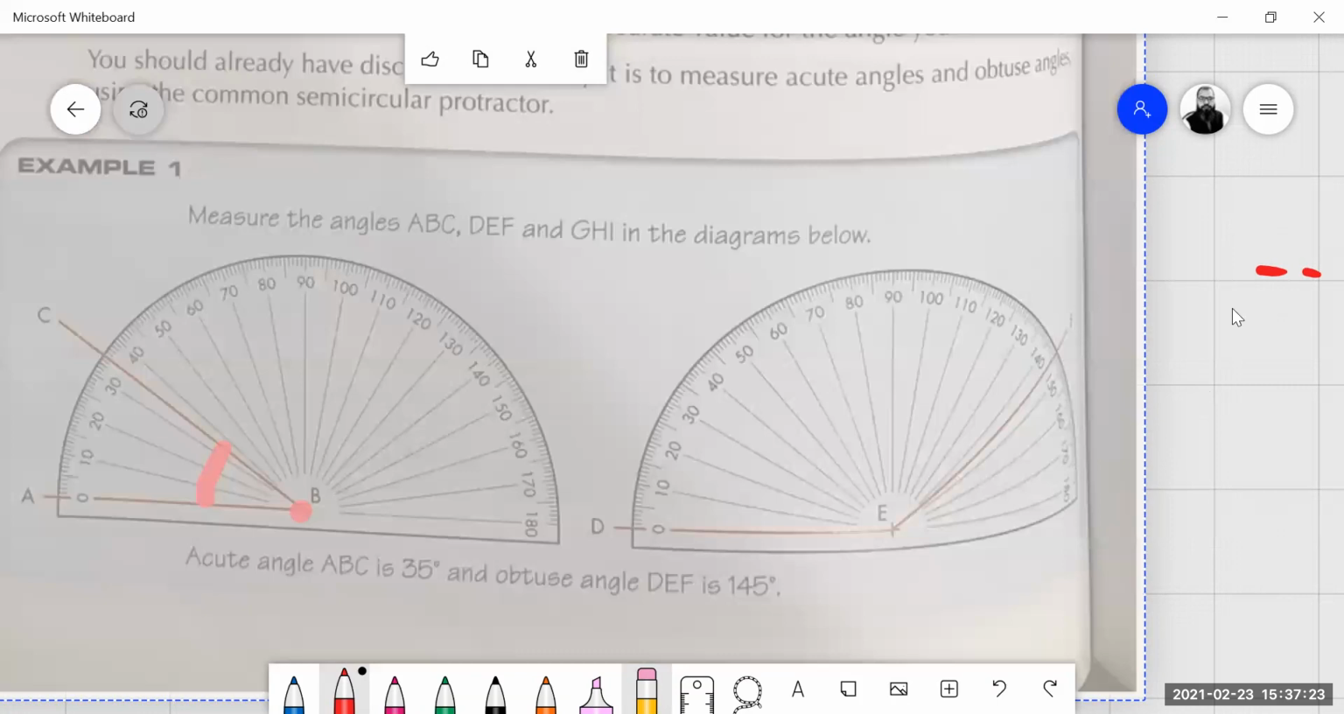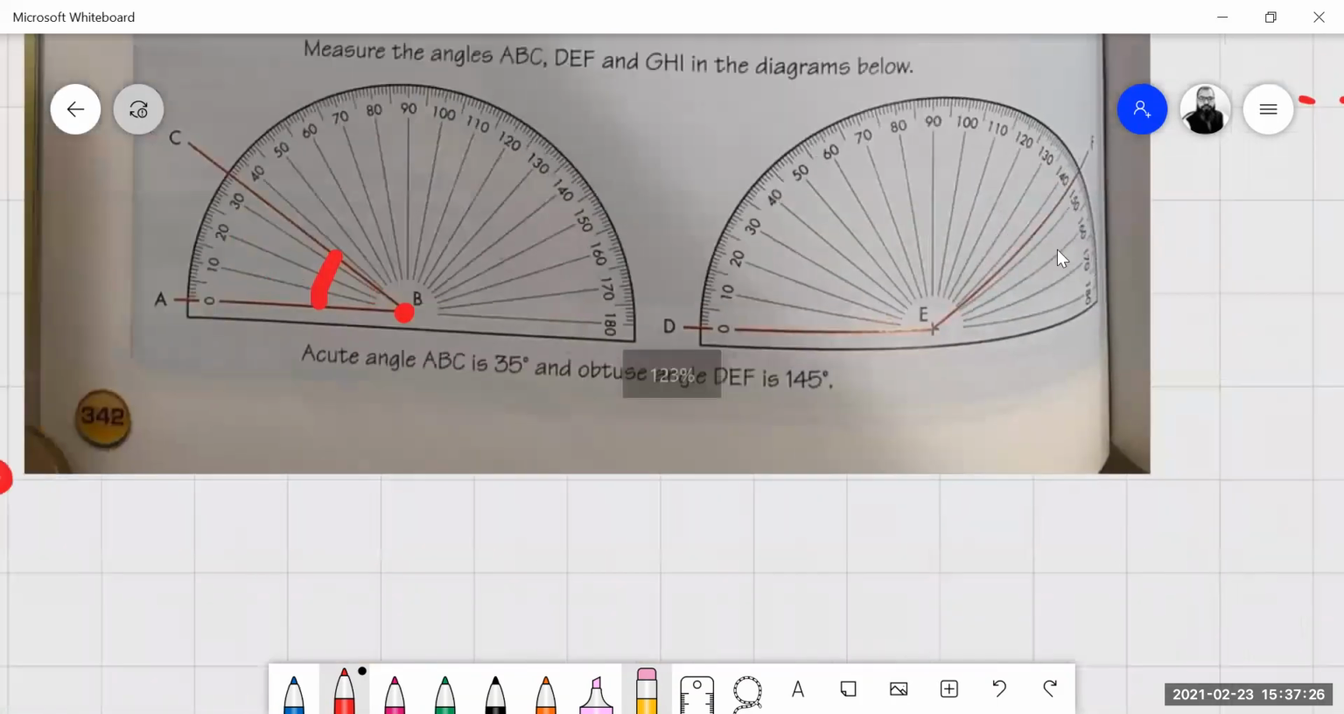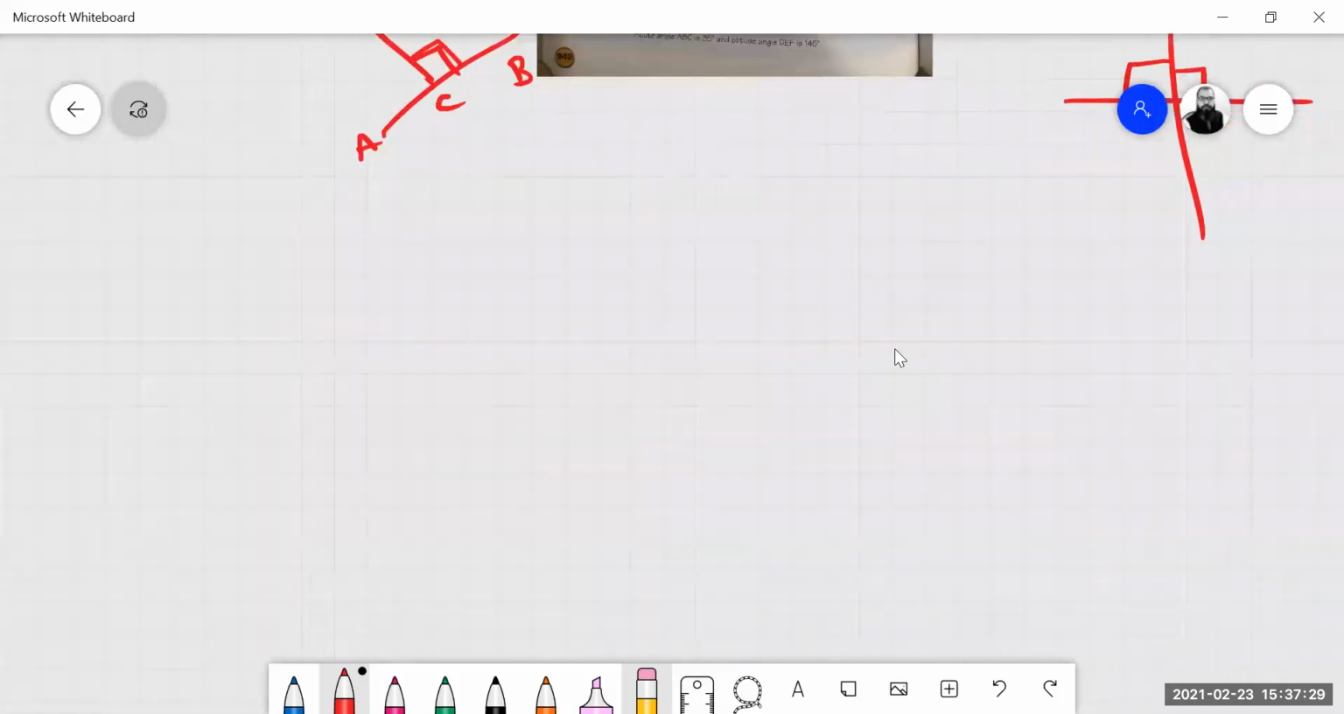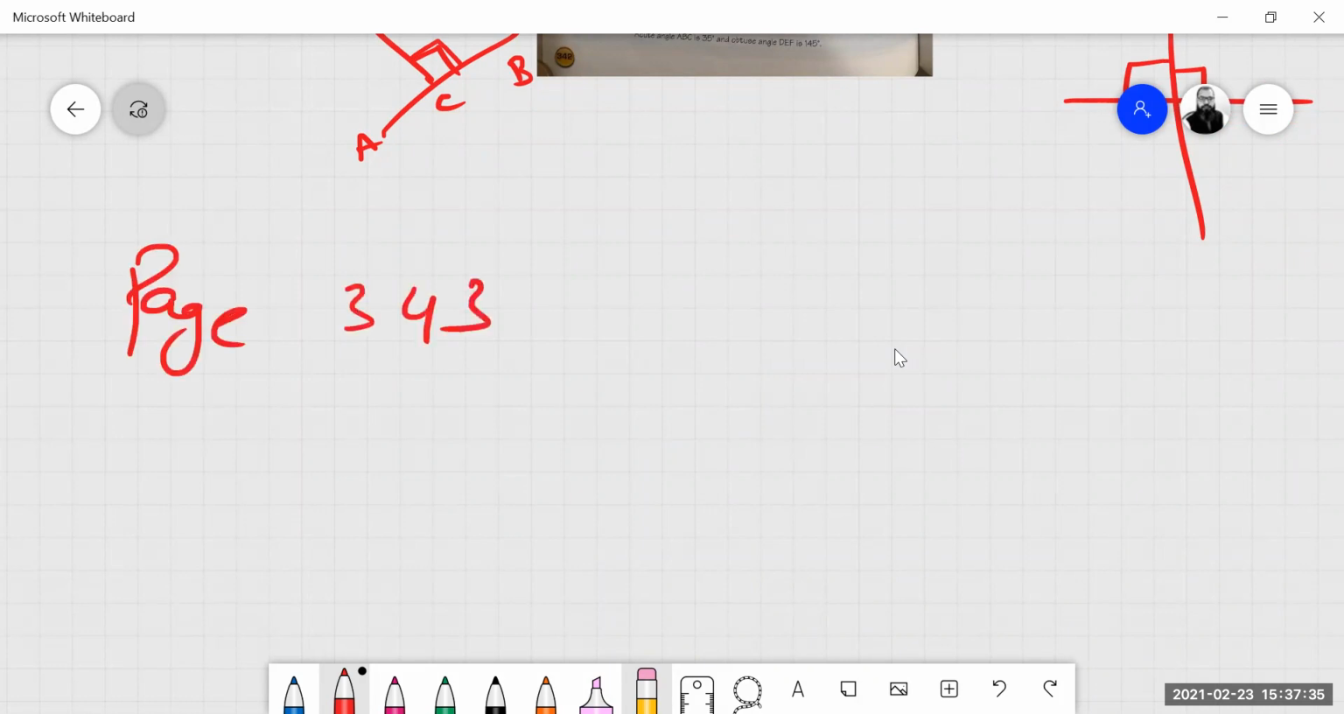Okay, now come to the next page, page number 343. Measure a reflex angle such as angle GHI. It is easier to use the circular protector if you have one. A circular protector is a full protector. You can buy this from the market. Basically, when you join two protectors together, it becomes a circular protector.